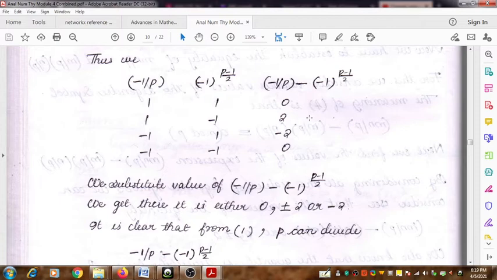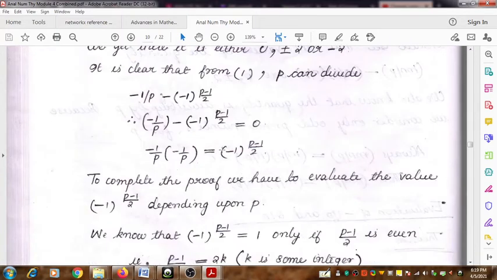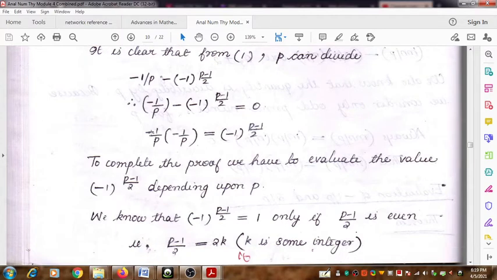Always the value for that quantity will be equal to 0, and that means the Legendre symbol value (minus 1 bar p) equals minus 1 raised to (p minus 1) by 2. So this is an error actually, and you have to avoid this number.